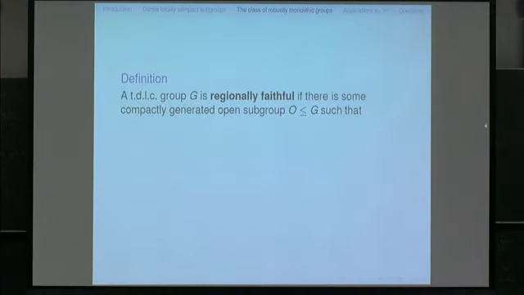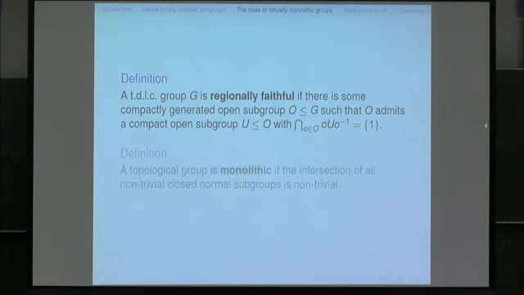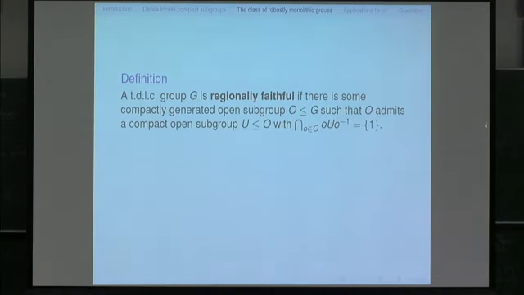A t.d.l.c. group is regionally faithful if there's some compactly generated open subgroup O, such that O admits a compact open subgroup U, such that its normal core in O is trivial. Of course, we should just take some time to analyze this a bit. So you say some, not all arbitrarily large, but this property is inherited upwards. If it's true of some compactly generated open subgroup, then it's true of any supergroup of that thing. So what's the idea behind regionally faithful? It turns out that this is some kind of weak form of compact generation. If you have something that you like that's true about compactly generated groups, it may well be true about regionally faithful groups. So it's some kind of weak form of compact generation.